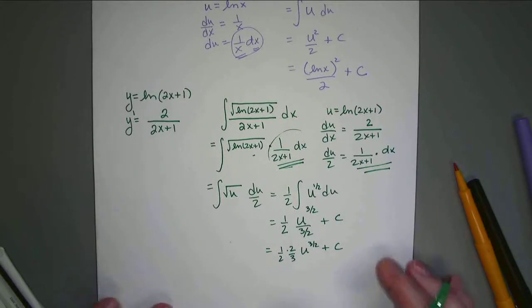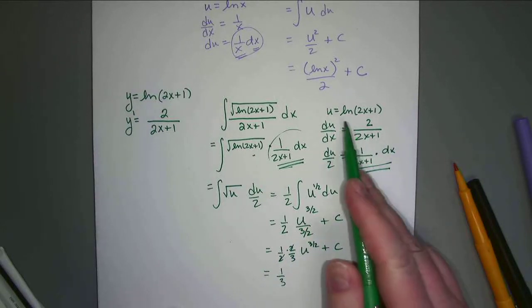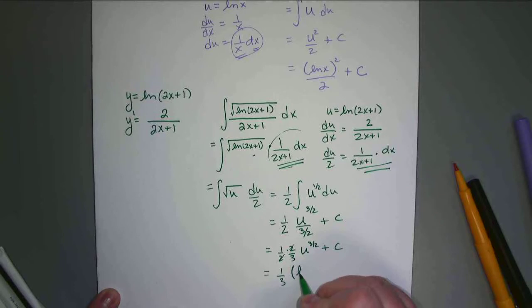And u was ln of 2x plus 1. And so put a big bracket, ln of 2x plus 1, big bracket, to the 3 over 2.